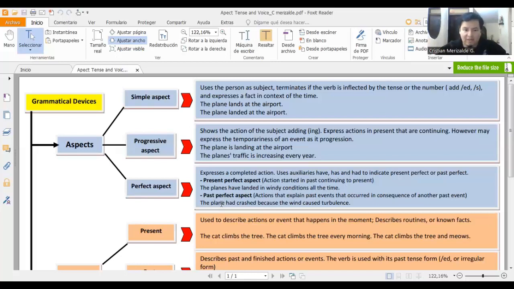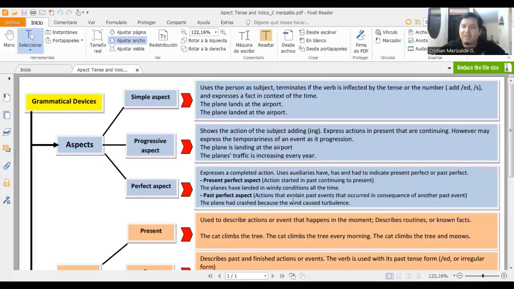And we also have the past perfect aspect. This explains that a past event occurred and in consequence another past event occurred too. It's a little confusing, but it tries to show why an event happened in consequence of another event of the past.